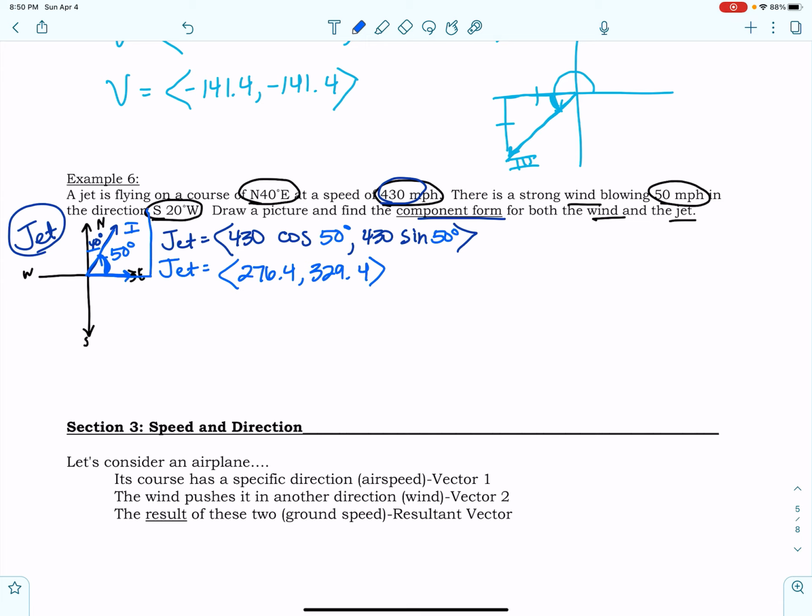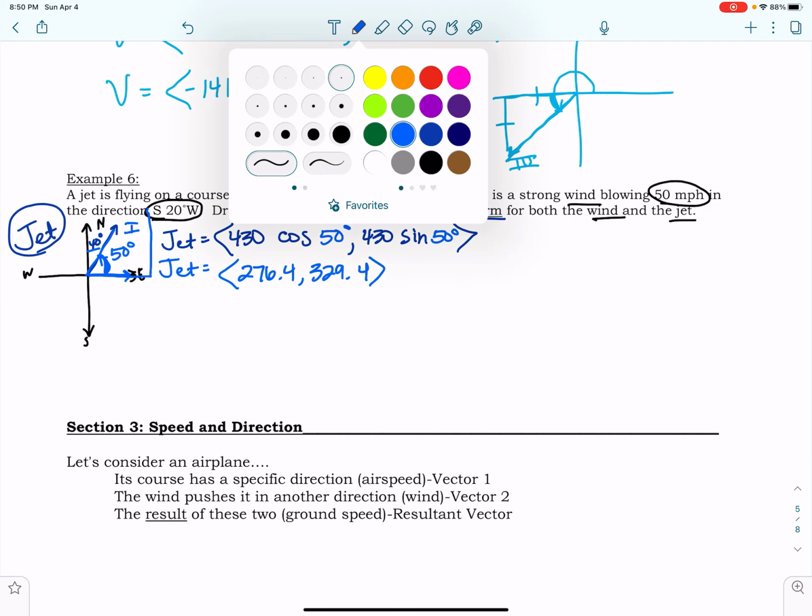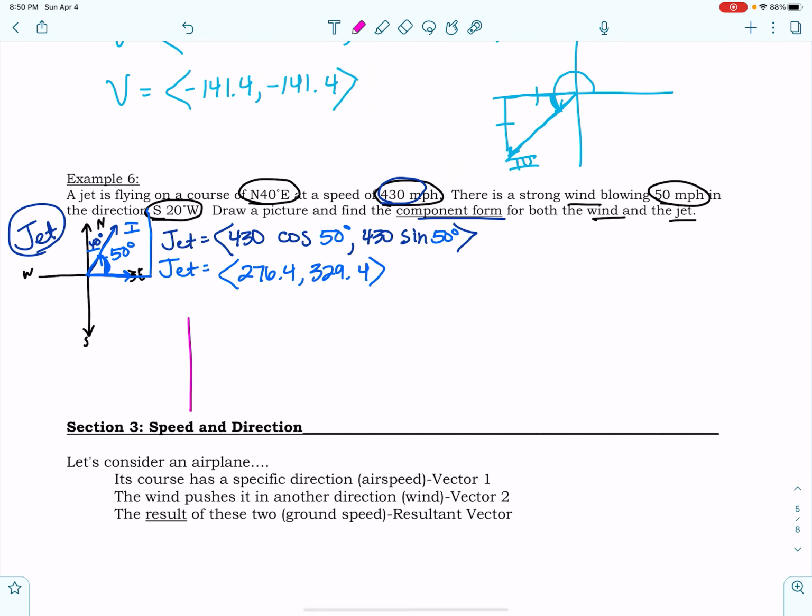Okay, so now let's look at the wind. I'm going to need a separate picture for the wind, so let's use a different color. For the wind, it's got a direction of south 20 degrees west, and it's got a speed of 50 miles per hour. So the wind is 50 miles per hour times the cosine of the direction angle, don't have that yet, and 50 times the sine of the direction angle.